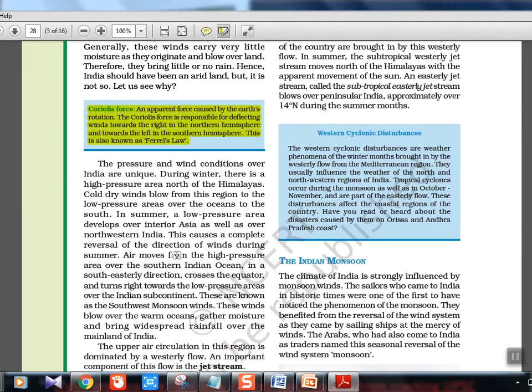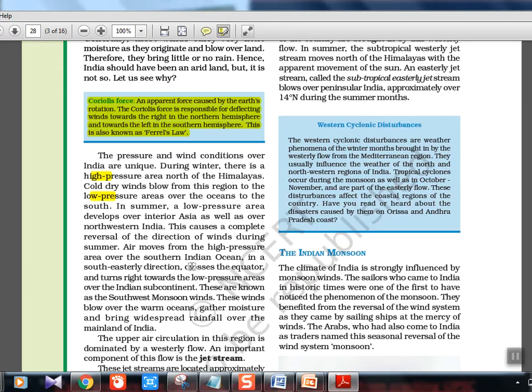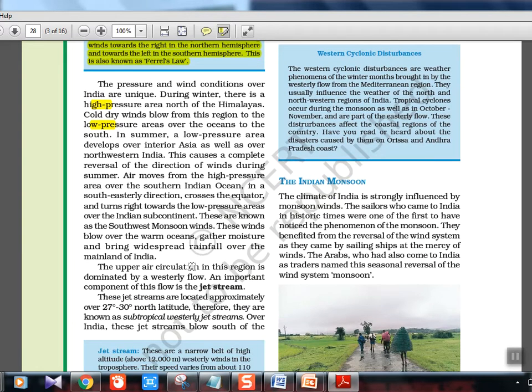The pressure and wind conditions over India are unique. During winter, there is a high pressure area north of the Himalayas. Cold, dry winds flow from this region to the low pressure areas. You should also know that wind always flows from high pressure to low pressure. Okay, that's a basic thing. You should know these basic things so that you understand the monsoon system as we learn. Okay, monsoon is going to come. Monsoon is the most important thing. The other things are general things which are not asked as questions, so you don't have to worry.